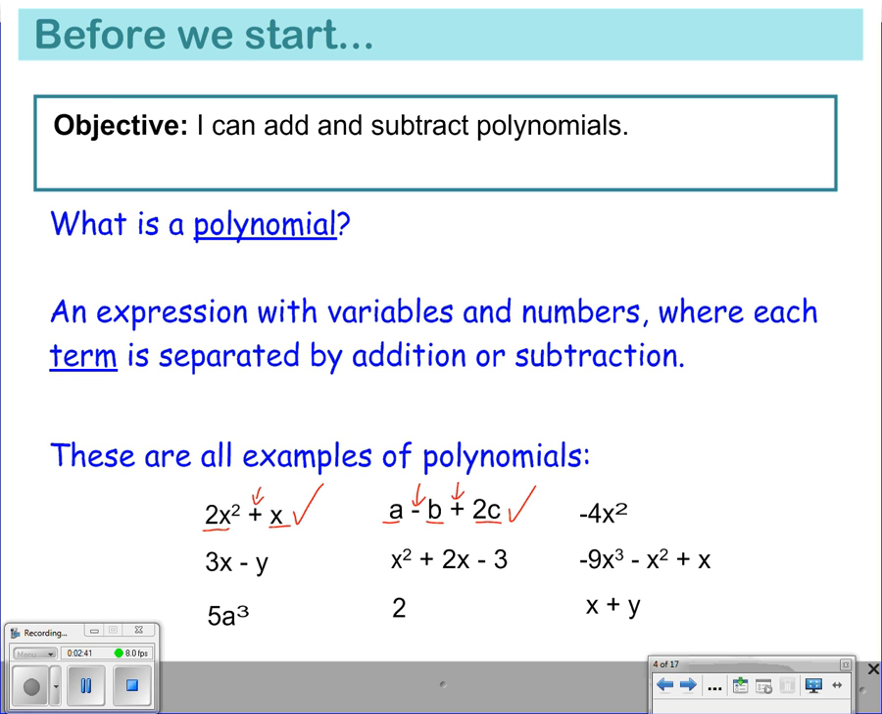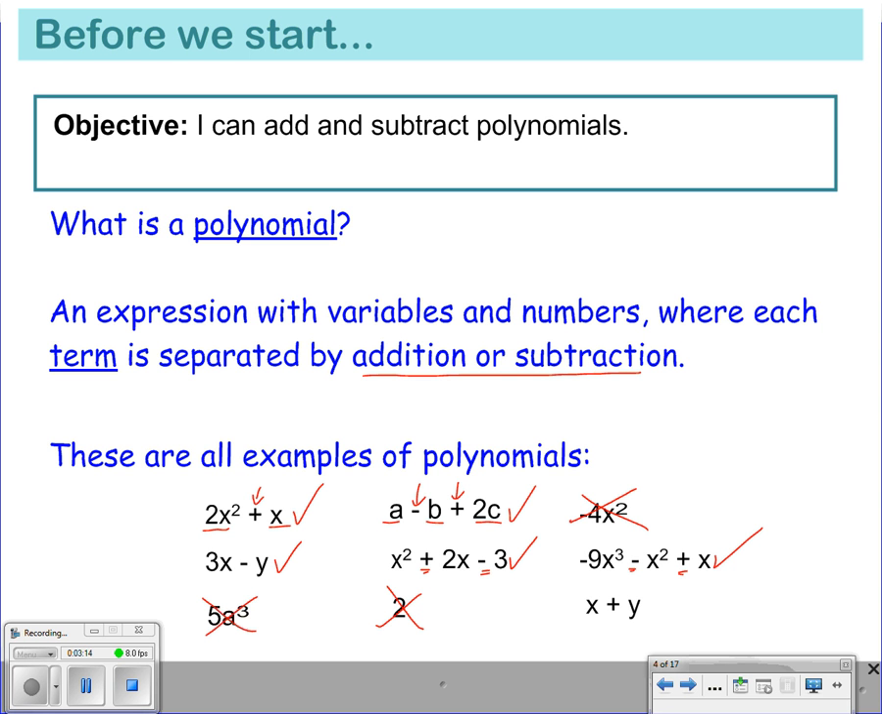We have negative 4 times x squared. I do not see addition or subtraction, so this is not a polynomial. 3x minus y, we have a polynomial. x squared plus 2x minus 3, it has addition and subtraction, it's a polynomial. 9x cubed minus x squared plus x, have addition and subtraction. 5a cubed, there's no addition or subtraction, it's not a polynomial. 2, no variables and no addition or subtraction, it's not a polynomial.